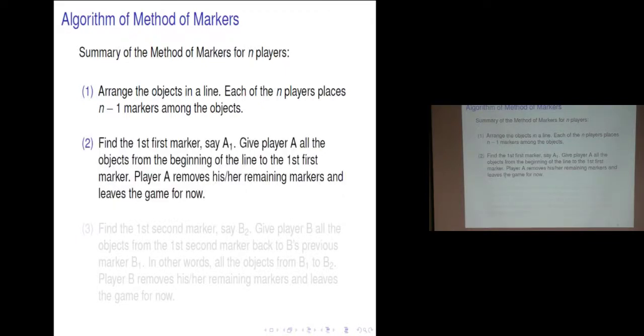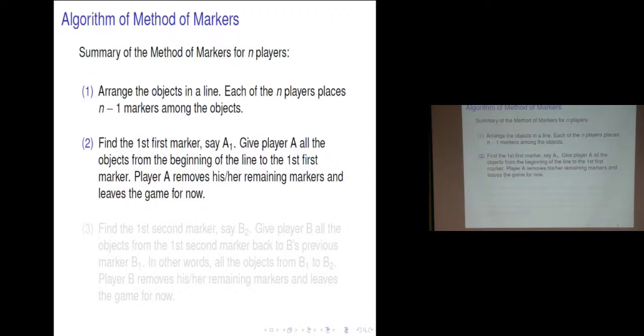So find the first marker. First marker means the marker with subscript 1. So from left to right, you find the first one, right? So let's assume it's A1. Suppose the first marker belongs to Mr. A. So we'll give Mr. A all the objects from the very beginning of the line to the first marker, to the A1. Just now we did exactly that, right? Just now the Mr. A is B, is Bertrand. So we look at the B1 and then ask Bertrand to take everything to the left of B1.